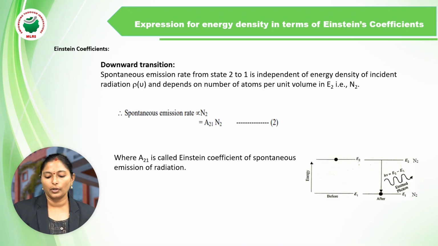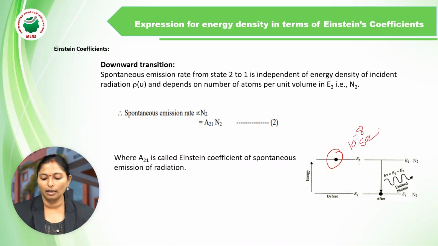So what is spontaneous emission? As we know, spontaneous emission means the atom is already in the excited state. What is going to happen after the lifetime of the excited state? The lifetime of the excited state is 10 power minus 8 seconds. After the lifetime of the excited state, the atom spontaneously comes to the ground state.